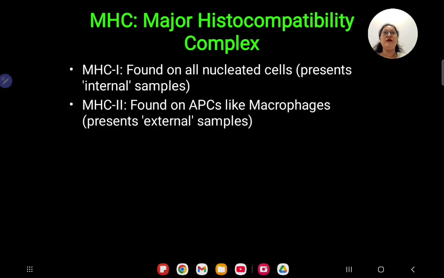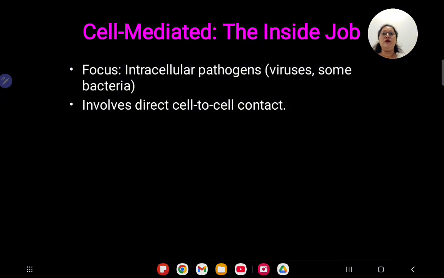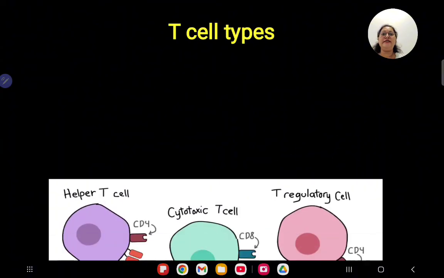Okay, let's come to cell-mediated immunity, which is the inside job. Focus on intracellular pathogens, viruses, some bacteria. This involves direct cell to cell contact. And as we discussed earlier, cell-mediated immunity is mainly done by T cells in our body, T lymphocytes. Let's quickly come to the types of T cells.